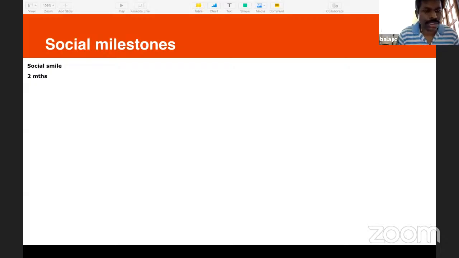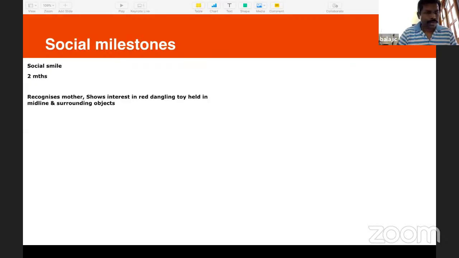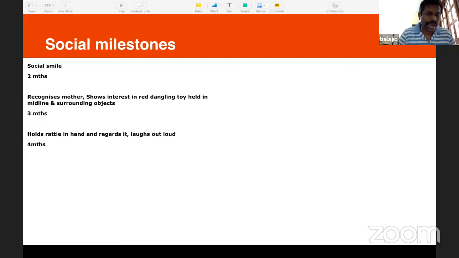Next milestone is the social milestone. The most important milestone will be the social smile. At 2 months you get the social smile. At 3 months you have recognition of the mother, and at 4 months you have the hand regard.